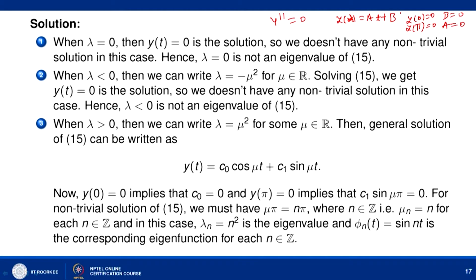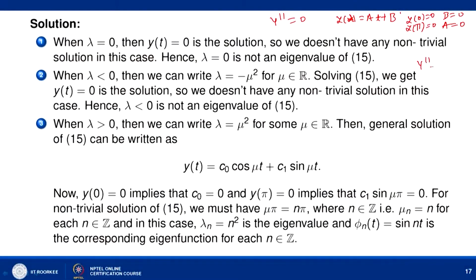So when lambda is equal to 0, we have only the zero solution, that is y(t) equal to 0 is the only solution, and we do not have a non-trivial solution. So this is not very useful to us, and we simply say that lambda equal to 0 is not an eigenvalue, because we call it an eigenvalue when we have a non-trivial solution corresponding to the value of the parameter. So lambda equal to 0 is not an eigenvalue of equation number 15.